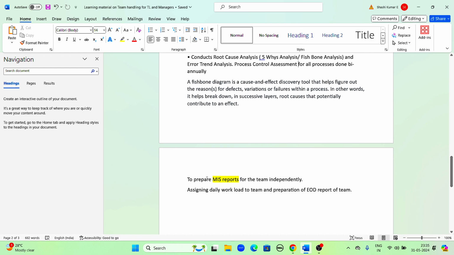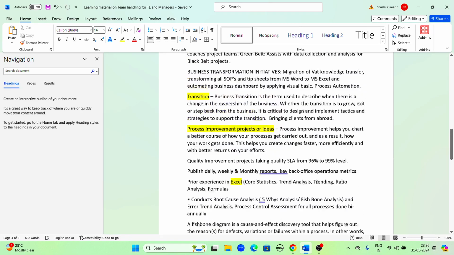And in most of the companies, there will be a person who will be preparing the MIS reports. So it's better to get an exposure if you are aware about how it works. And even if you see in some companies, a person will be allocated for assigning a daily workload to the whole team. And there is one set of people who will be collating the EOD report for the whole team. So try to take such kind of initiatives.